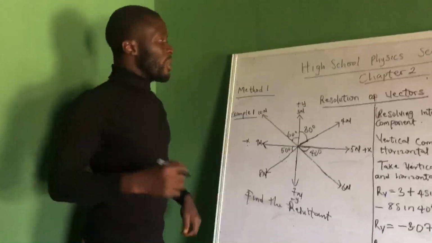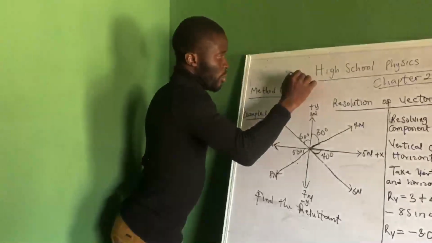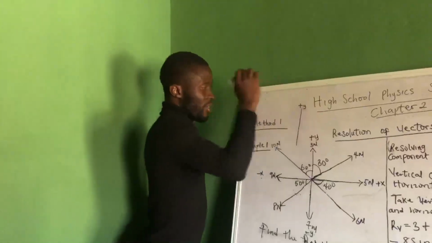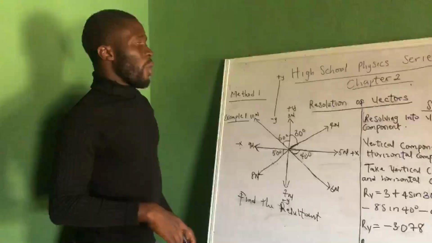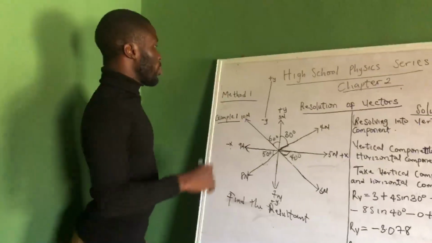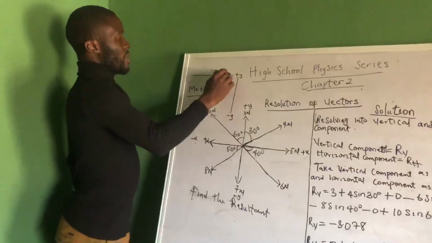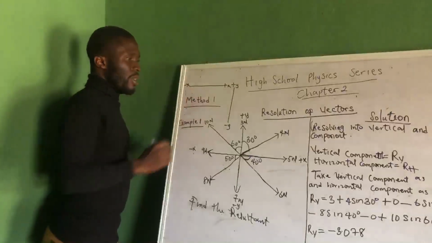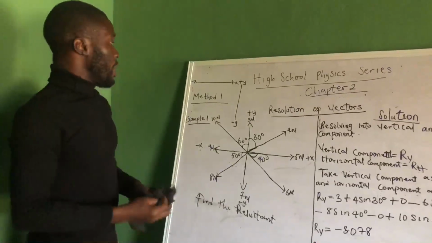When we say vertical components, what do we mean? Along the y-axis. You will agree with me that this is the y-axis. This is positive y-axis. This is negative y-axis. That's the vertical component. And when we say horizontal component, what do we mean? We mean along the x-axis. This is plus x, positive x-axis, and this is minus x, negative x-axis. So that's what we want to do here now.